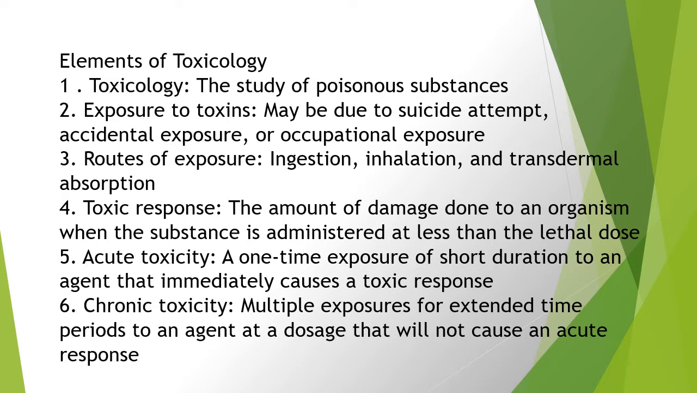How do we get exposed to these poisonous substances? Poisonous substances can also be called toxins or poisons. It may be because of suicide intentionally, and it can also be accidental or because of exposure, occupational exposure. For example, as medical technologists, we are exposed to some chemicals that can be harmful to our health.